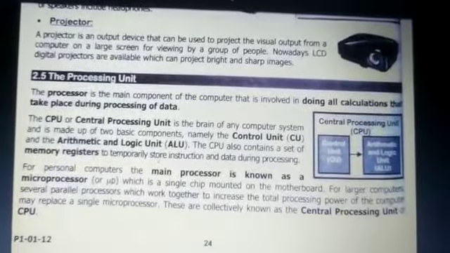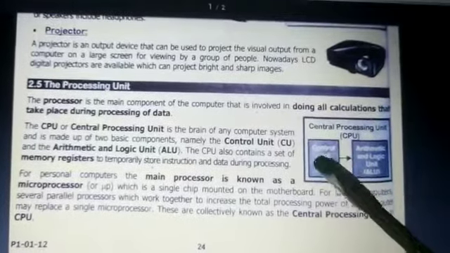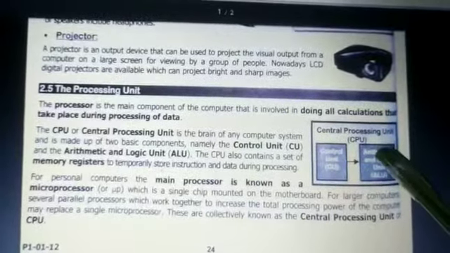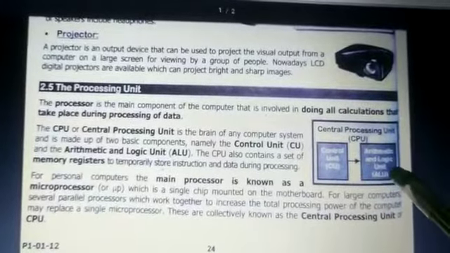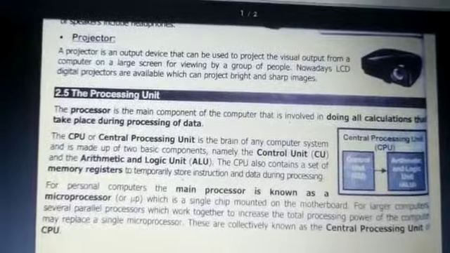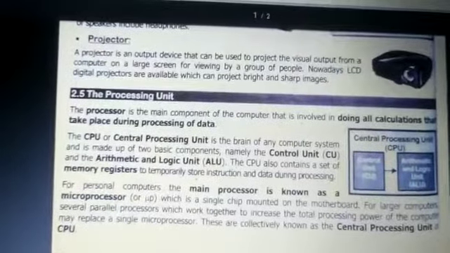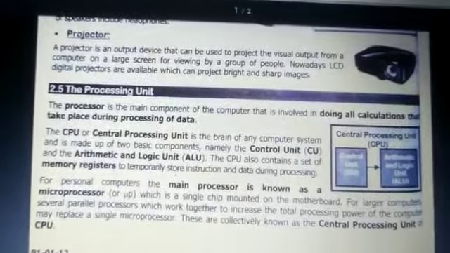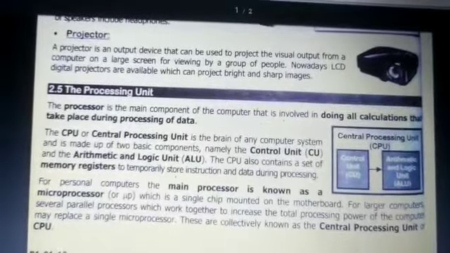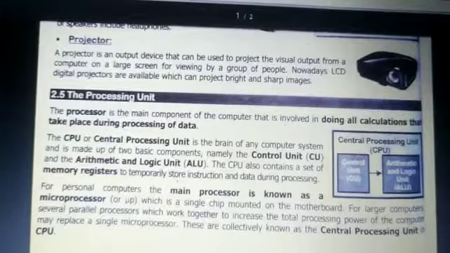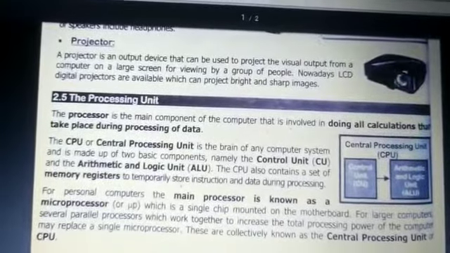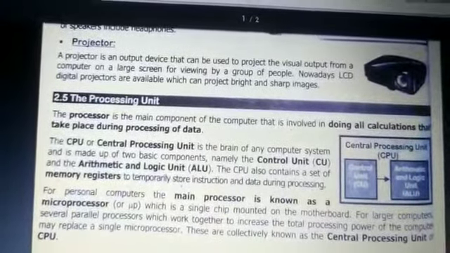CPU mainly consists of two parts. You are able to see one part is the control unit, that is called CU, and one part is the arithmetic and logic unit, that is called ALU. Another part also exists, that is the memory register. During the instruction execution, a temporary memory is required to hold that particular instruction or the data. For that reason, the memory register is also there.